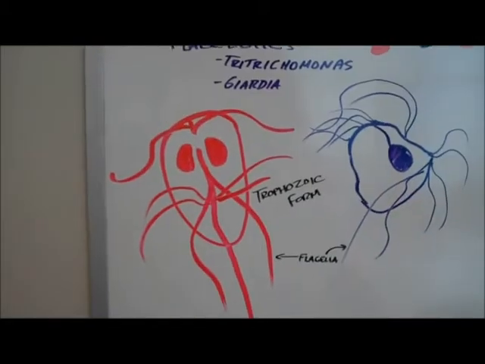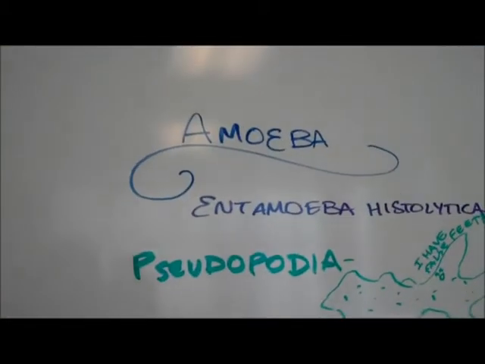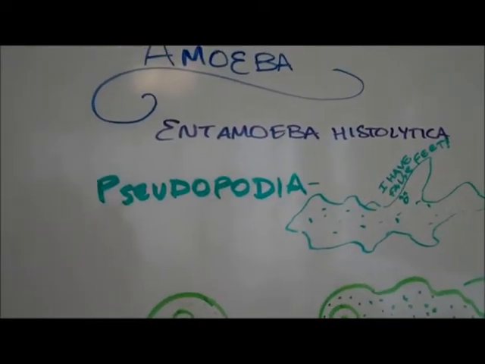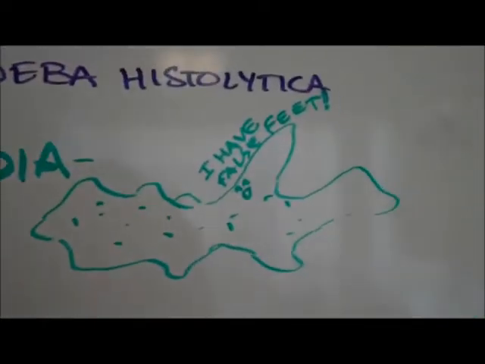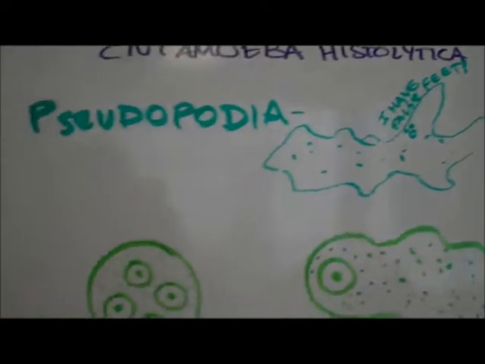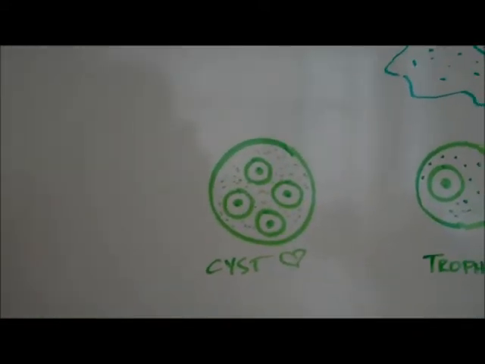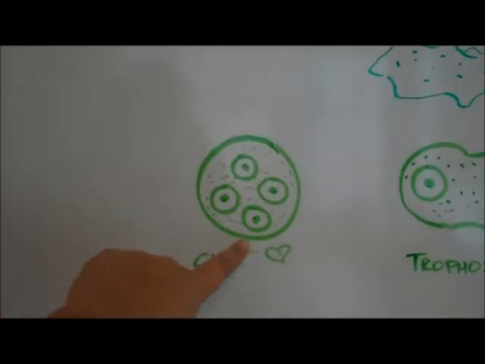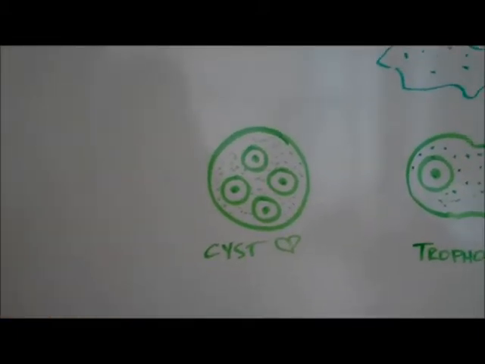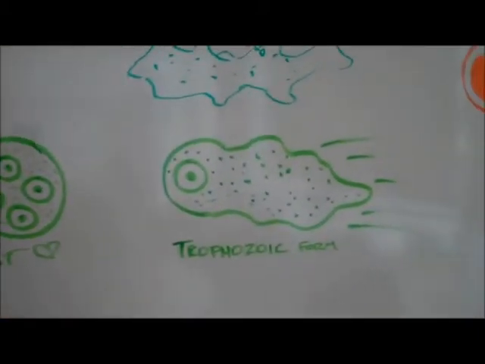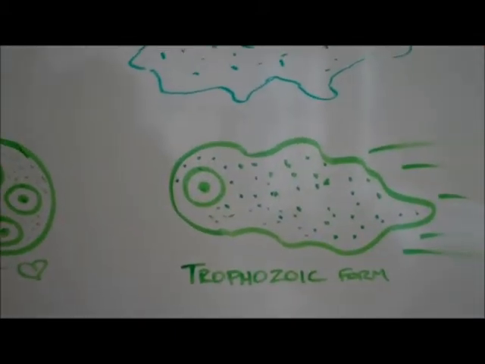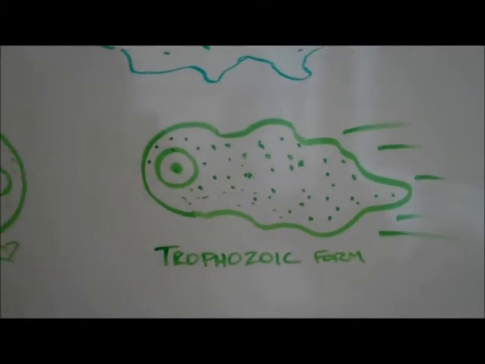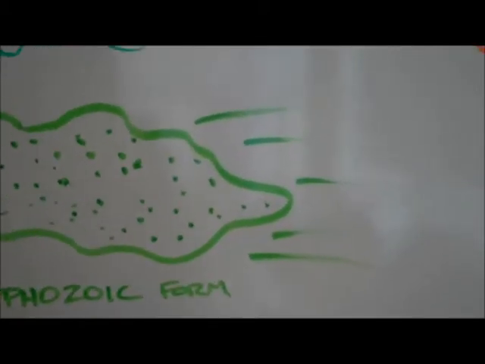So moving on to amoebas. The only one that we really have to know is Entamoeba histolytica. They have pseudopodia, which are false feet. Then there's the cyst form, which Dr. Bidwell calls the cootie shots, as usually it has 4 of them. Most of the time you have to zoom in and out on the microscope to see all of them. Then there's the trophozoite form, which you can see moves.